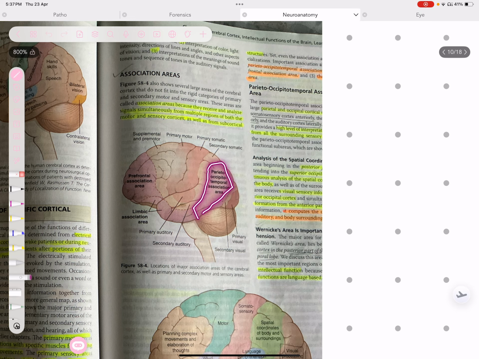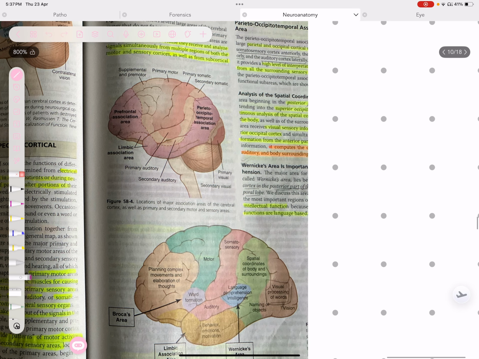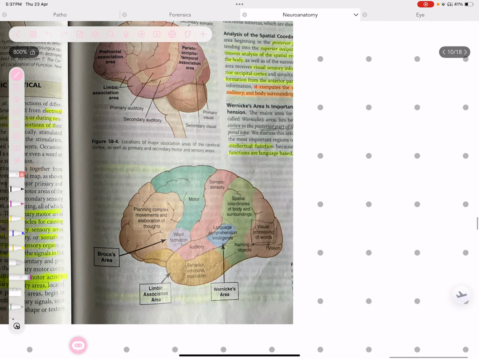Right here. So it is situated, for example, anterior to it is what? Somatosensory area. Posterior to it is the visual cortex, and lateral to it is the auditory cortex. Easy. Now, whenever anyone asks what are the functions of the parieto-occipito-temporal association area, there are four. First, it helps with the spatial coordination of the body, so analysis of the spatial coordinates of the body. Then Wernicke's area, which deals with language comprehension and high intellectual functions. This is the second function.